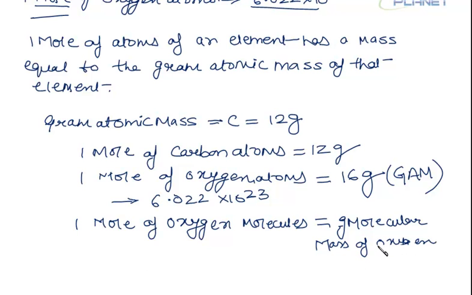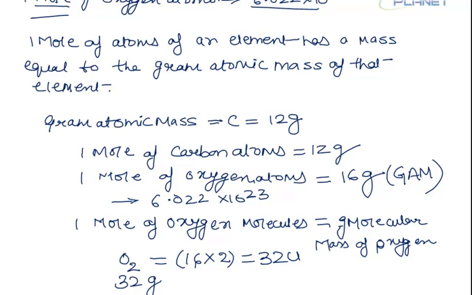Now what is the gram molecular mass of oxygen? It is the amount of oxygen molecules equal to the molecular mass of oxygen. What is the molecular mass of oxygen here? The atomic mass is 16 multiplied by how many atoms of oxygen are present there? 2. So this will come out to be 32. So the gram molecular mass of oxygen will be equal to 32 grams, and that is equal to 1 mole of oxygen molecules. Right?